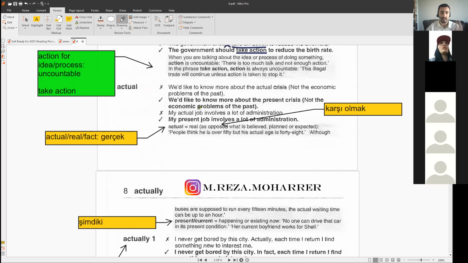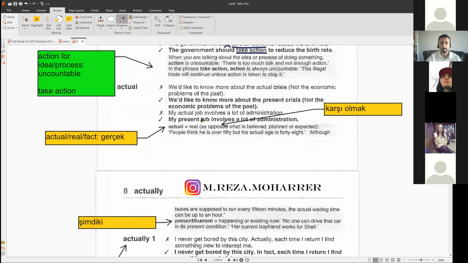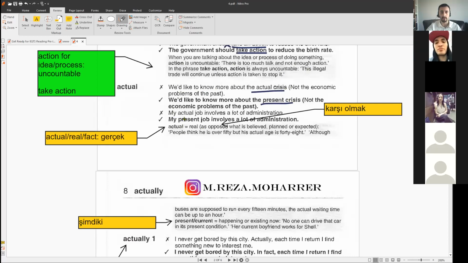Next one is the word actual. What are the misunderstandings about this word actual? Who wants to read this part? I can read it. Yes, please. We'd like to know more about the actual crisis, not the economic problems of the past. We'd like to know more about the present crisis, not the economic problems of the past. Okay. So what is crisis? Crisis means the economic problems. The difference is we'd like to know more about the actual crisis or present crisis.